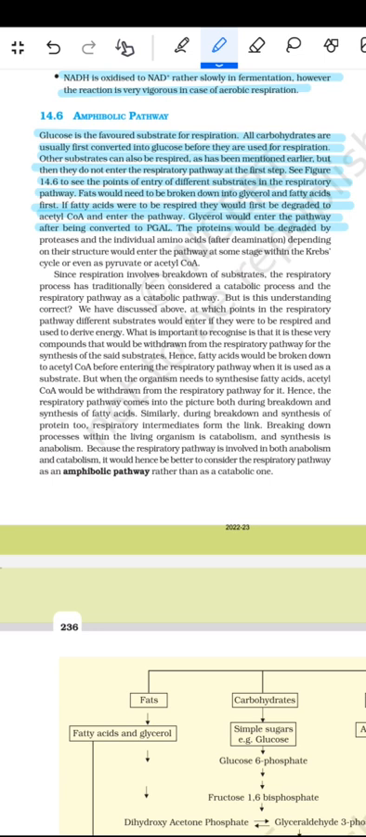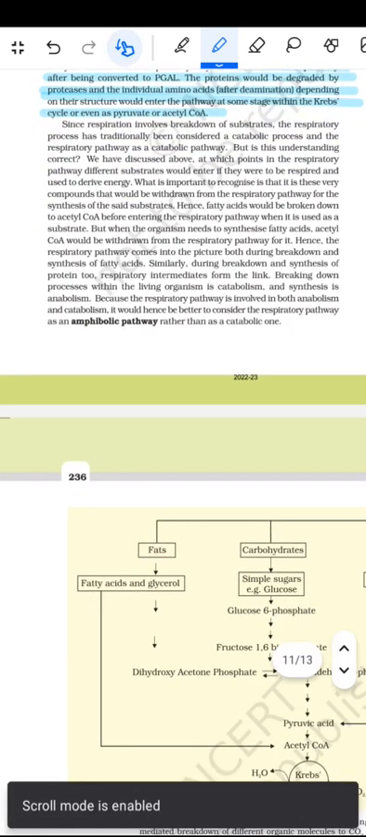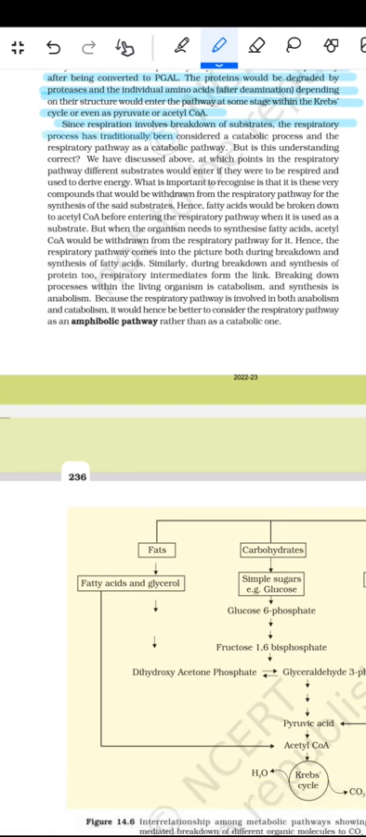The proteins would be degraded by the proteases and individual amino acid after deamination, depending on their structure, would enter the pathway at some stage within the Krebs cycle or even as a pyruvate or the acetyl CoA. फिर आता है कि since the respiration involves the breakdown of the substrate, the respiratory process has traditionally been considered a catabolic process and the respiratory pathway as a catabolic pathway. But is this understanding correct?